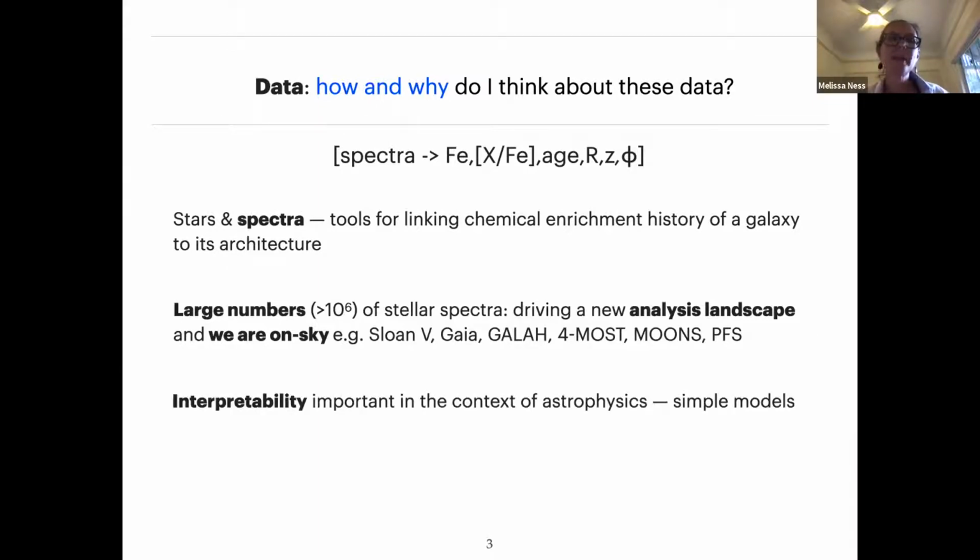To my mind, interpretability is really important in the context of astrophysics, and I'm really interested in building models of data, but I deliberately want those to be quite simple models. In addition to that, my goal is to ask very simple questions of the data. So I'm very deliberate in that I want to query the data in the most simple way that I can think of.